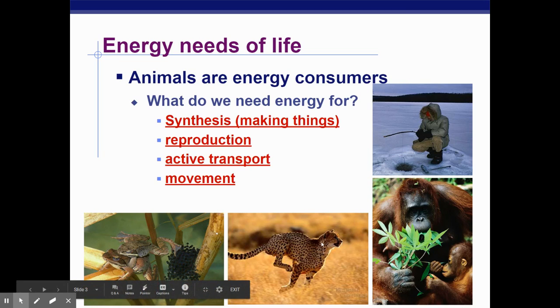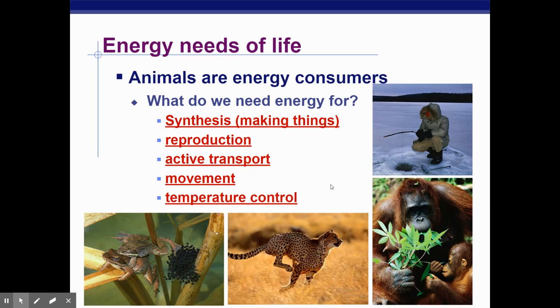If you think of a cheetah and how fast they can run, they require a lot of energy for their activities. We also need energy for temperature control. All mammals are called endothermic, which means we can maintain a constant body temperature, but it requires a lot of energy to do that. So that's something that we need energy for.